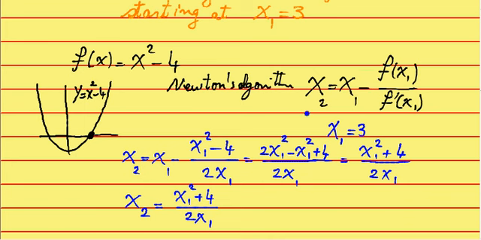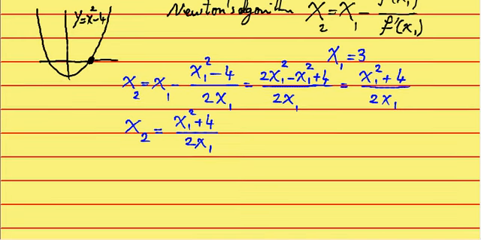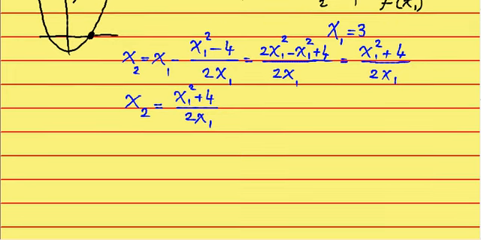Simplified form of Newton's algorithm for this problem became this. Now what I'm going to do is take x1, plug it in this, and get x2. So I write x1 was equal to 3. x2, I just take 3 and plug it here. It becomes 3 squared plus 4 over 2 times 3. That is 13 over 6.